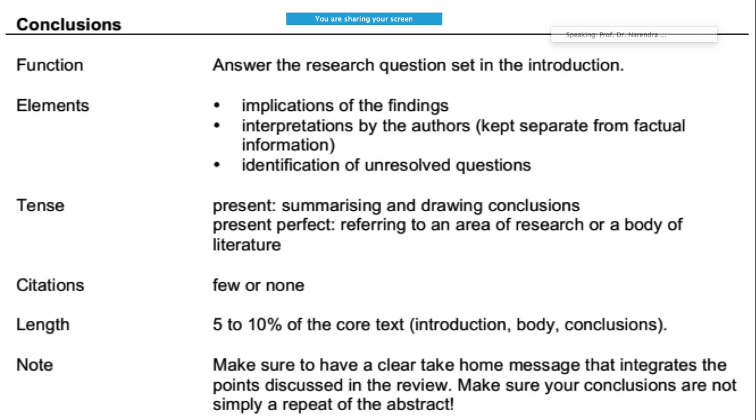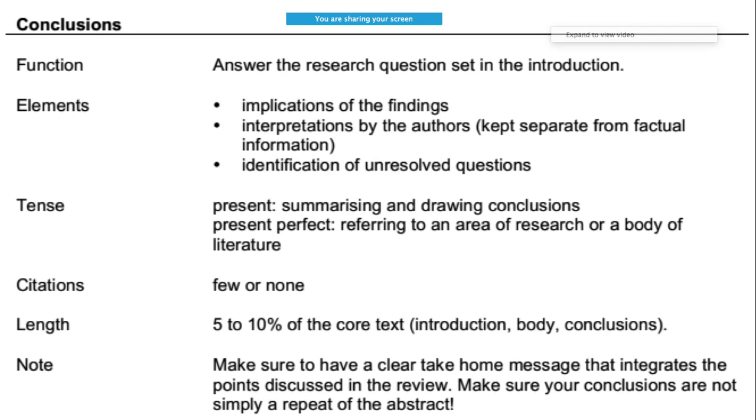Similarly, consider the verb tense you are using. Present tense should ideally be used when you are trying to summarize and draw conclusions. You should use present perfect tense when you are trying to refer to an area of research or a body of literature. And ideally, in conclusions, you should not use any citations.